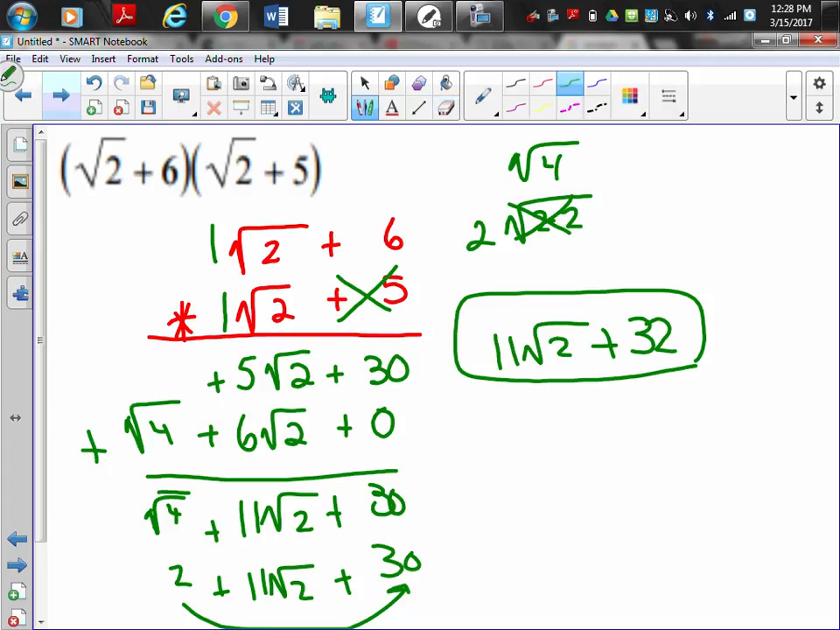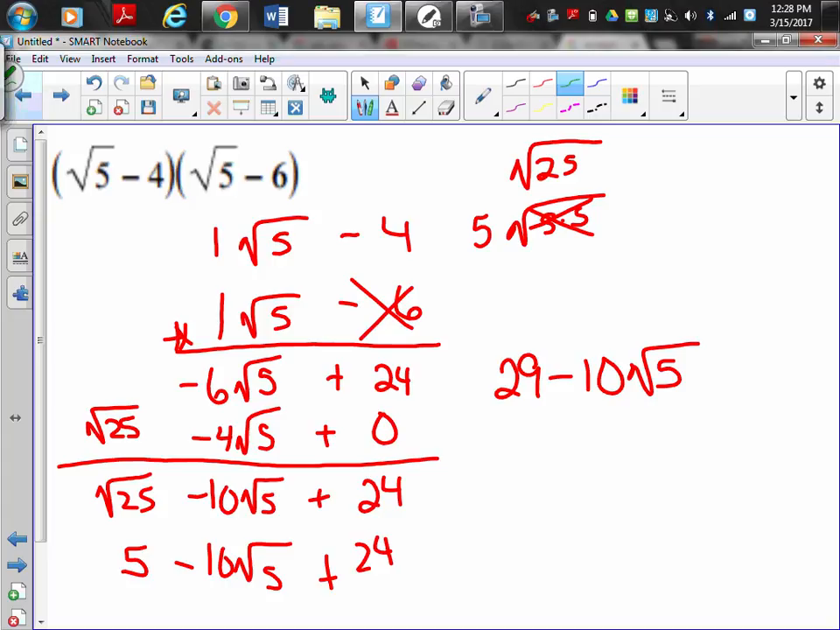Let's go back and look at this one. How else could I have written this? If I wanted the number behind, how would I have written it? You would put negative 10 square root of 5 and put the 29 on the other side. Those are the same thing. Okay. So it doesn't matter, but you have to keep the sign with the number that it goes with.